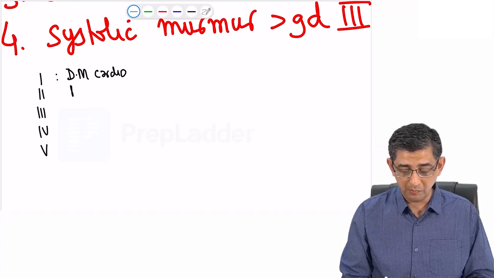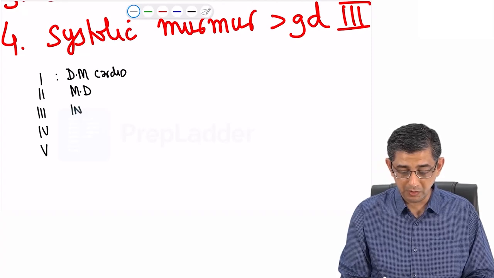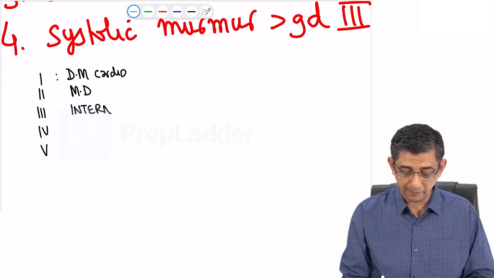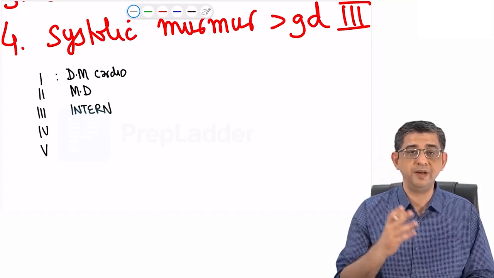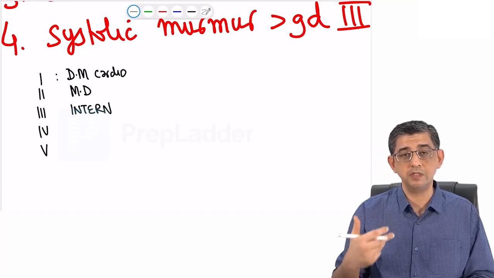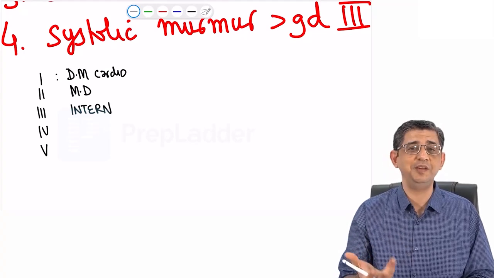But grade 2 murmur can be heard even with the experience of an MD medicine. Grade 3 murmur is what even an intern can hear. See? So at least it is appreciably loud. So the words are faint murmur versus loud murmur versus very loud murmur. In grade 4 murmur, even the patient is saying, I'm having a murmur.